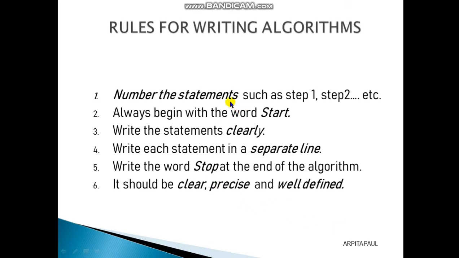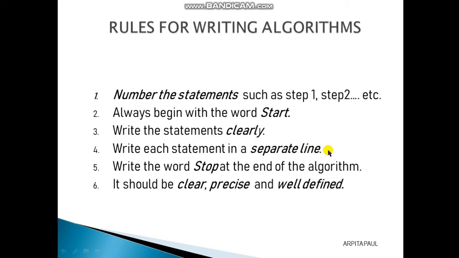First one, number the statements such as step 1, step 2, etc. Whenever you are writing the algorithm, you have to number the steps. You can write step 1, step 2 or step A, step B, etc. Next one, always begin with the word start. You have to begin the algorithm with the word start only. Next one is write the statements clearly. I told you in the features of an algorithm that all the statements should be clear, so you have to write the statements very clearly.